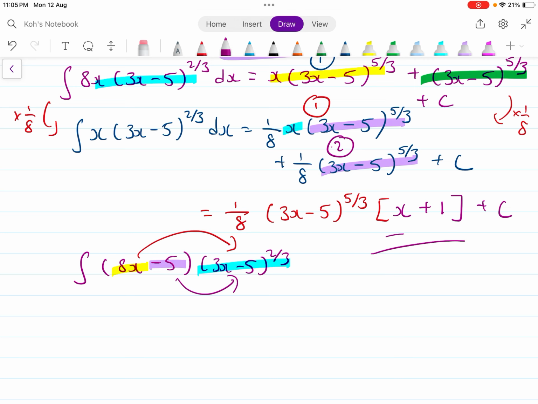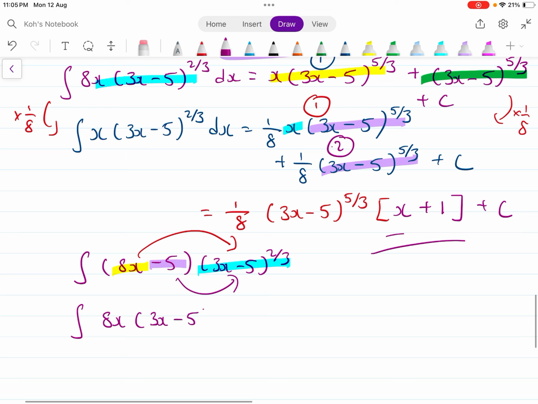Then after that, you will get something like this already. So 8x(3x − 5)^(2/3), then of course put a dx, then minus 5(3x − 5)^(2/3), the whole thing dx. So you just need to not speed up. So that is how we actually do this question.